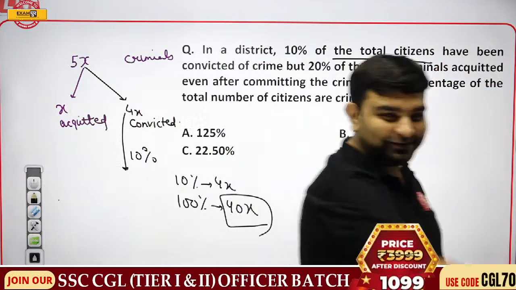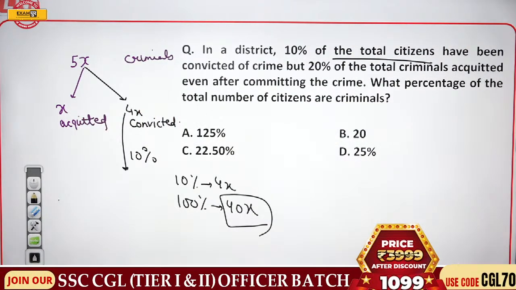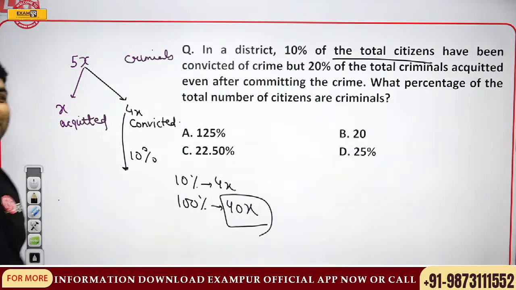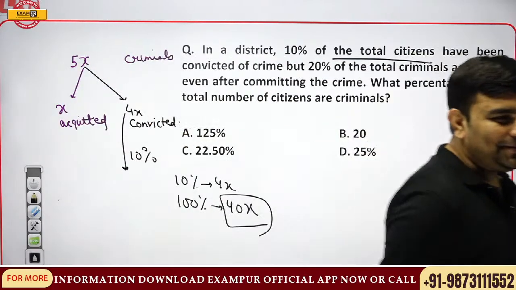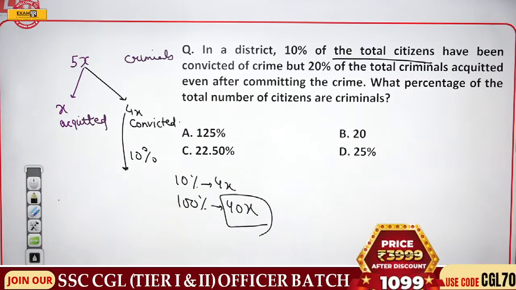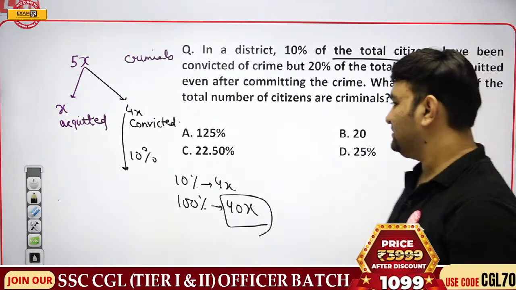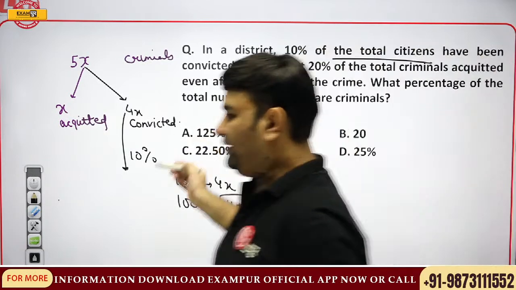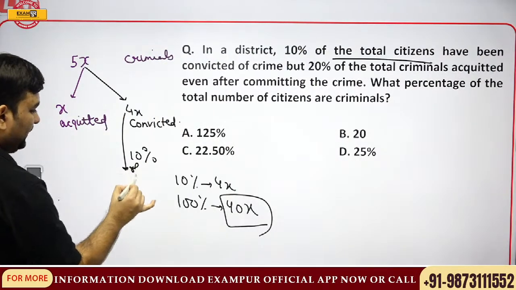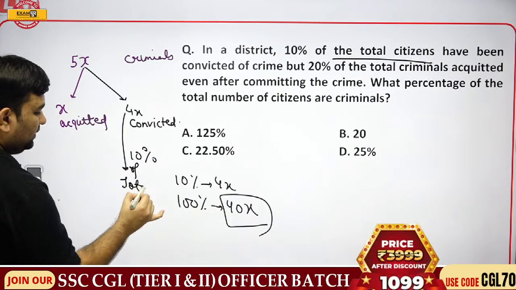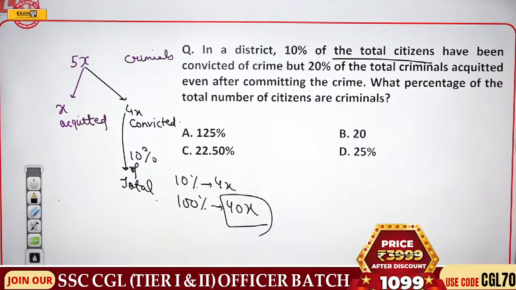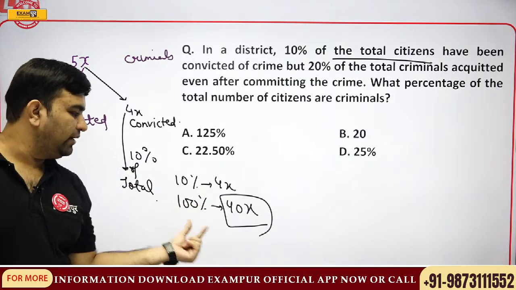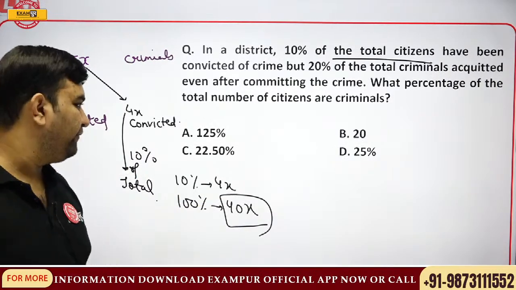Guys, we nailed it. So the total is 40X, because these convicted are 10% of the total. So 10% is equal to 4X, so 100% means total citizens are 40X.